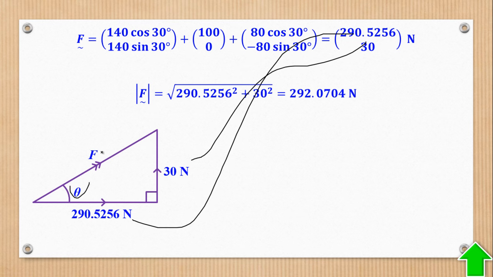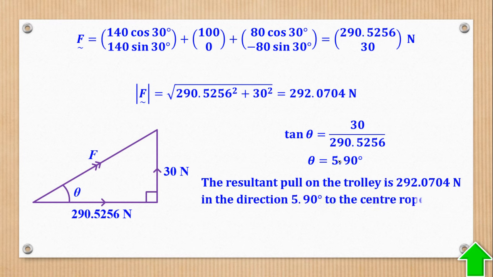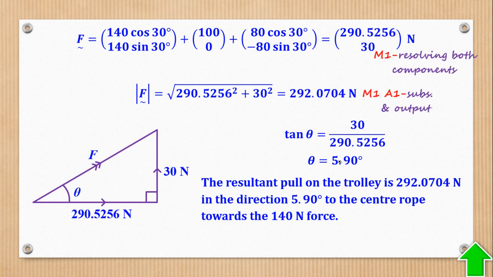So we already got the magnitude of this, but we don't know the direction. So for direction we shall use SOHCAHTOA. Tan theta is equal to opposite over adjacent, which is that. Meaning that theta is 5.90. So we can now conclude that the resultant pull on the trolley is that, in the direction 5.9 degrees to the center rope towards the 140 Newton force. So resolving was one mark. Attempting to get the magnitude is one mark. Output is one mark. And the direction.